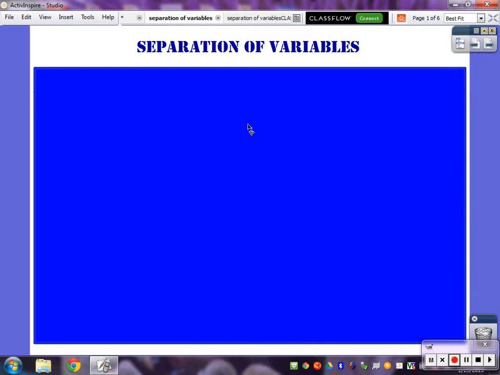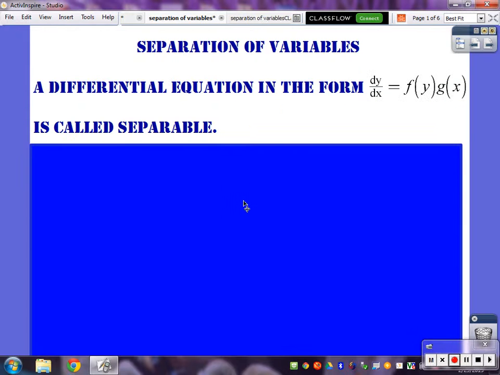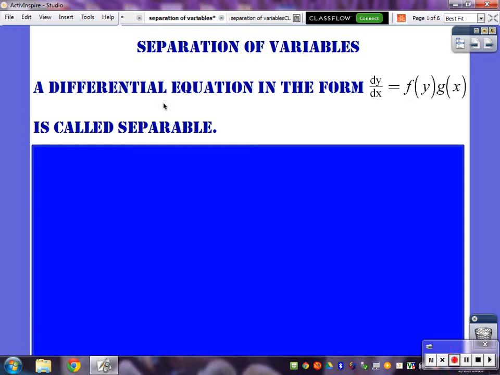And we use this process when we have a differential equation, and remember that just means it's an equation with a derivative in it. So if we have a differential equation in the form dy over dx equals f of y times g of x, it's called separable. And what this is saying in notation form is if I have both an x and a y variable together, then I have an implicit equation.